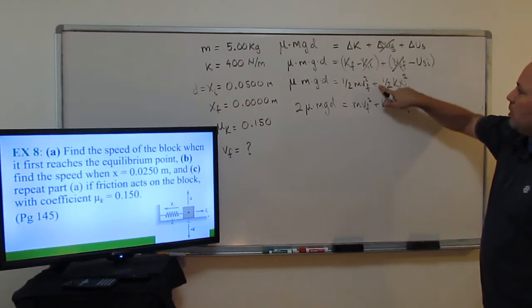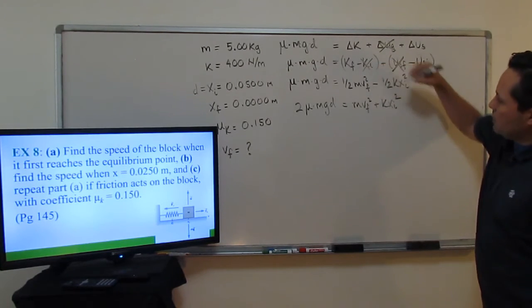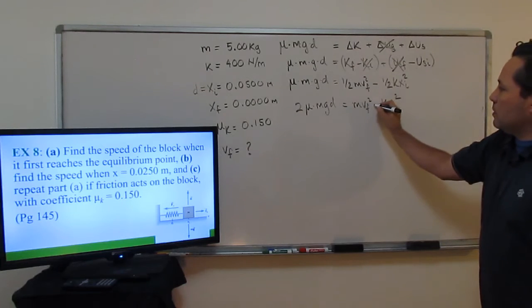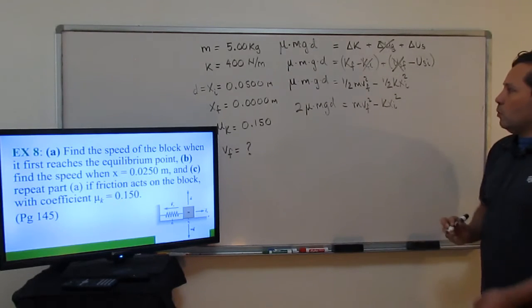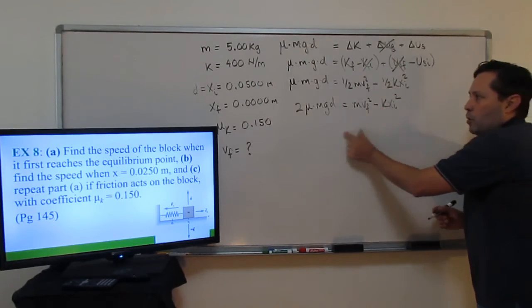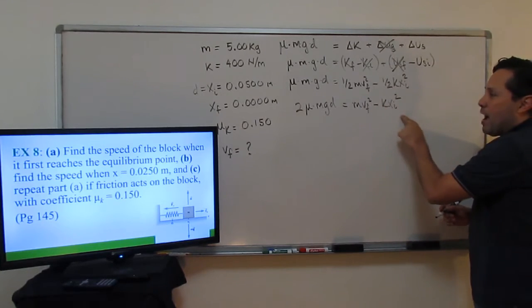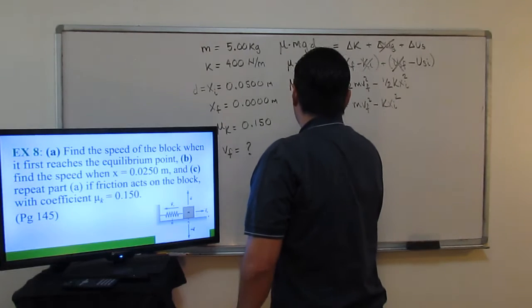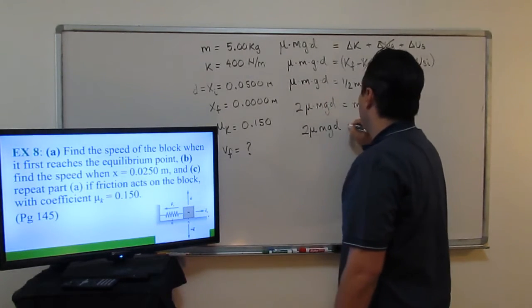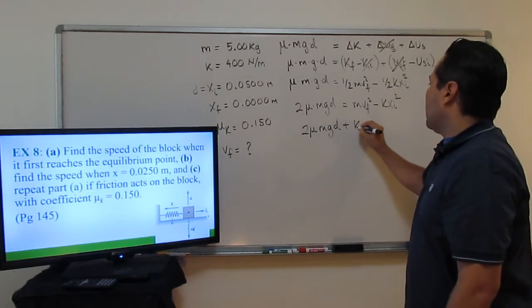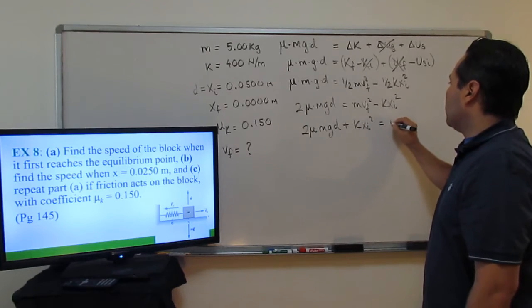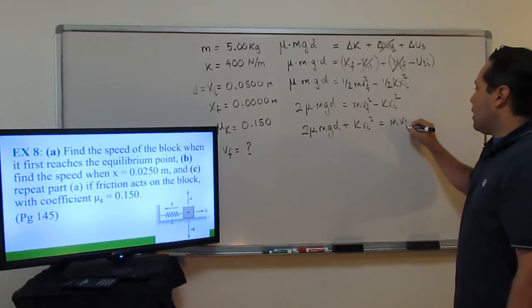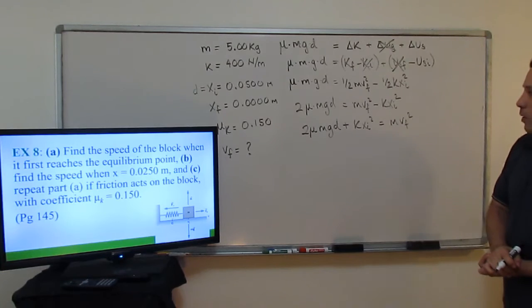You see that negative right there? That means this is negative. And that is negative as well. There we go. Alright, so now I'm going to move it over on this side. Since it's a negative, I'm going to add this to both sides, so I'm going to end up with this. Plus k times the initial compression squared equals m times VF squared. There we go.